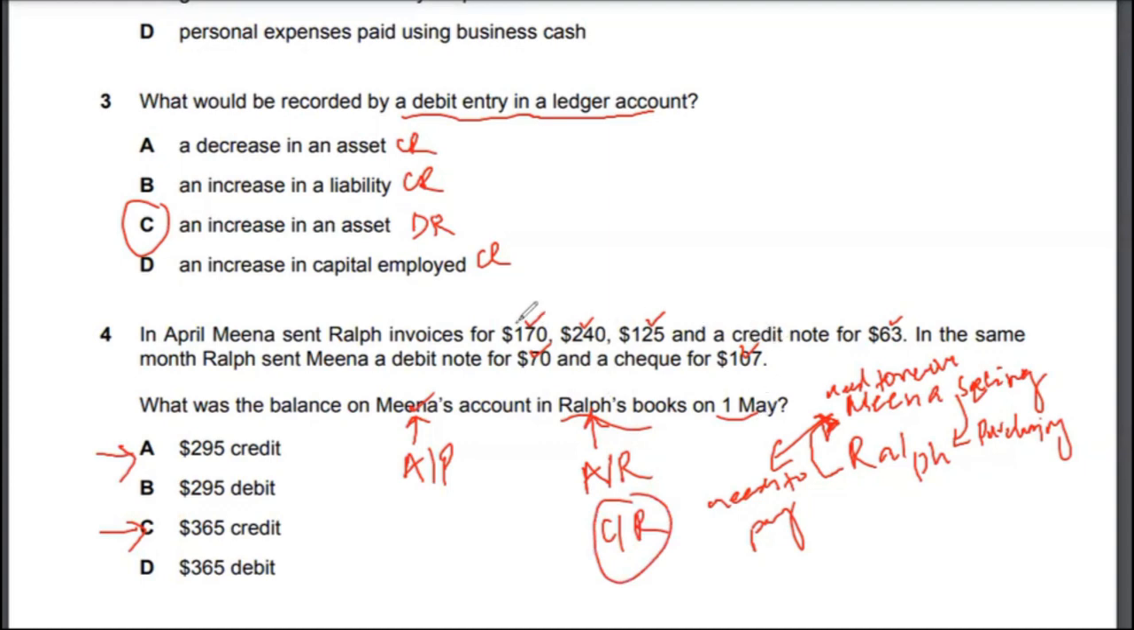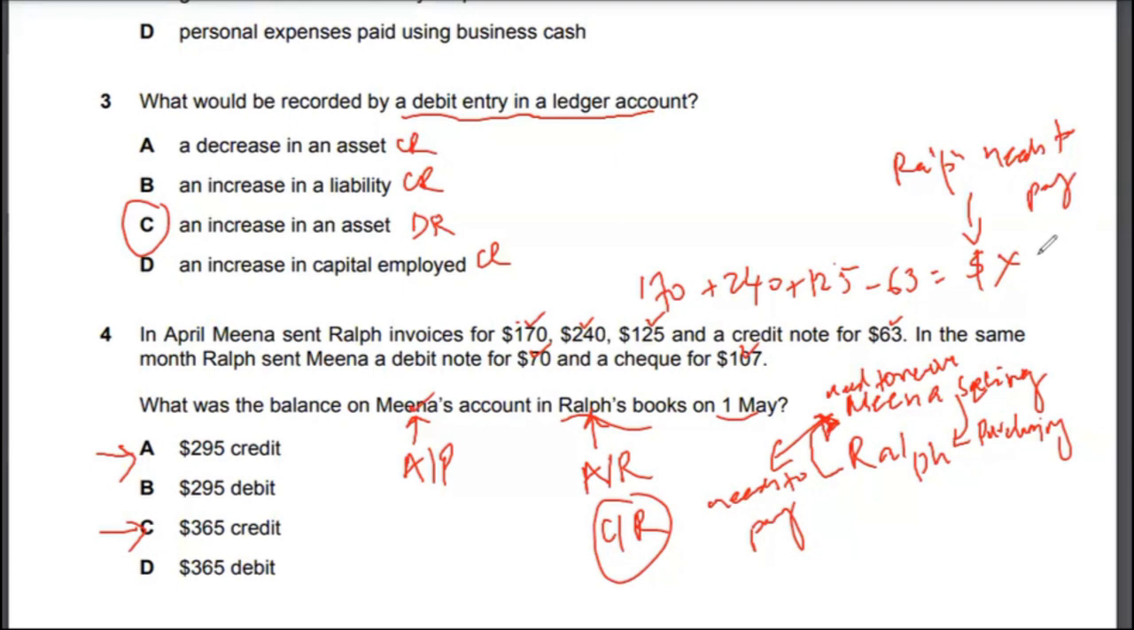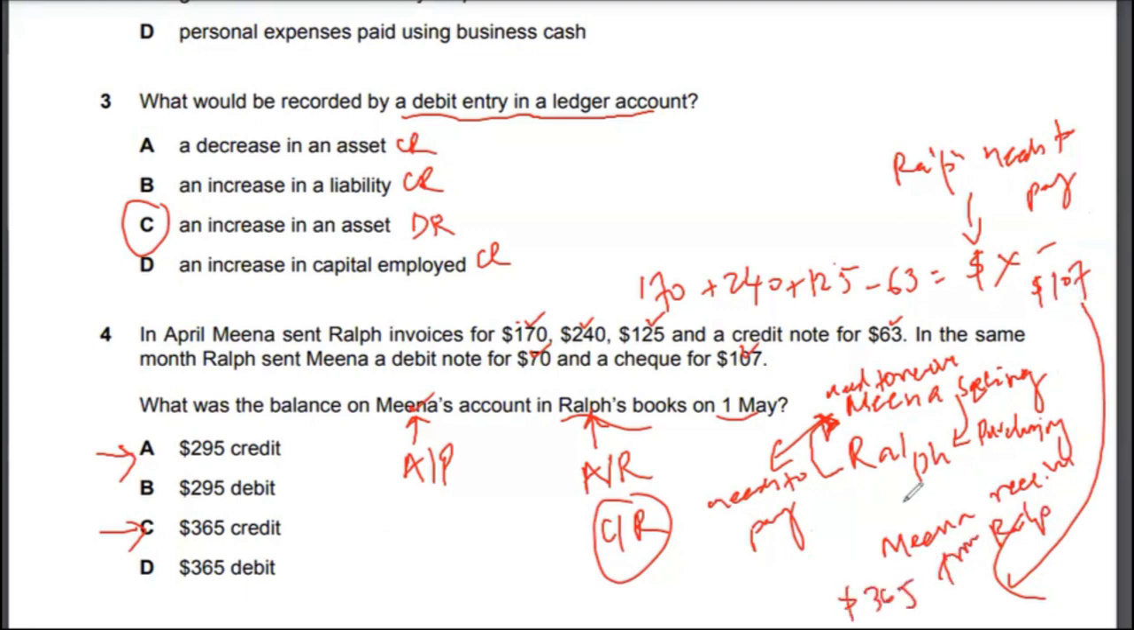Now, all you need to do is add up 170 plus 240 plus 125, minus 63. You can sum these up. This is the total that Ralph needs to pay. Then you would deduct $107 because this is what Ralph has paid, and this would be the amount Mina will receive from Ralph. That number should be 365 when you do the math correctly.